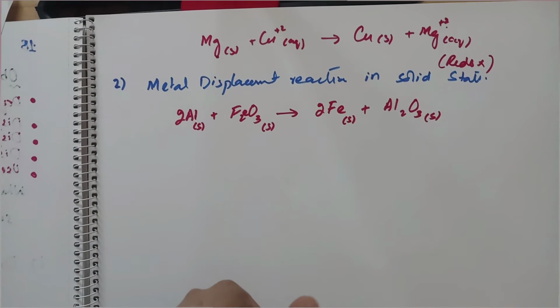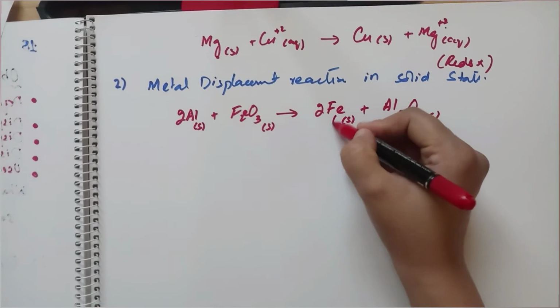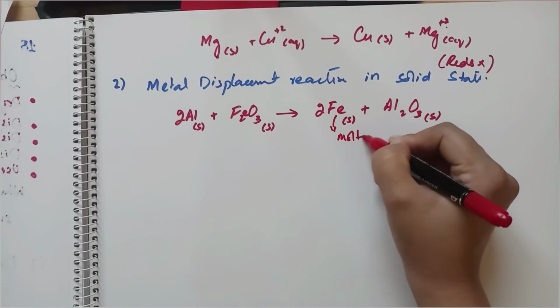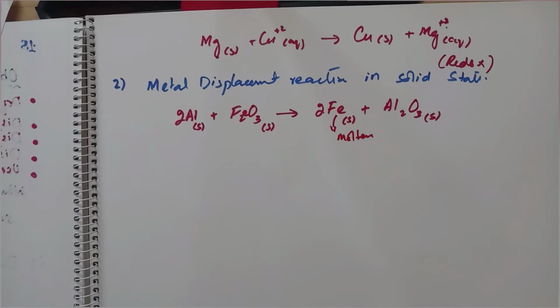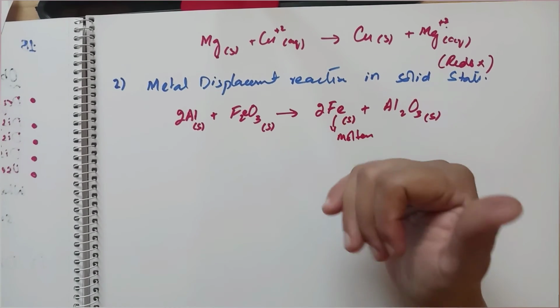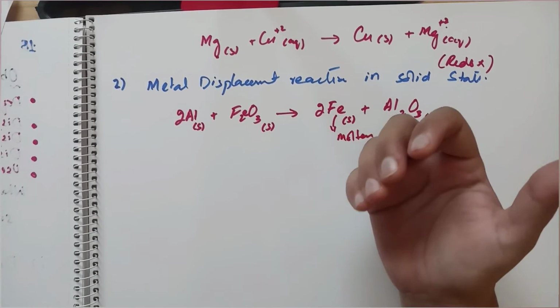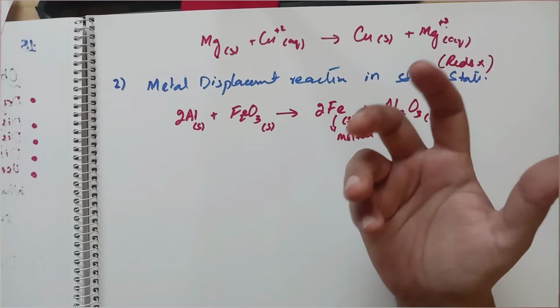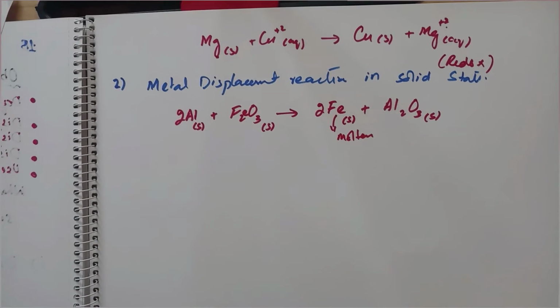Is it clear? So this is the same reaction by which the railway rails are joined together instead of welding. Because it is a highly exothermic reaction, the iron that is formed will be in a molten state. So that molten iron flows into the gap between the rails, and iron then cools and joins the rails together. Is it clear?